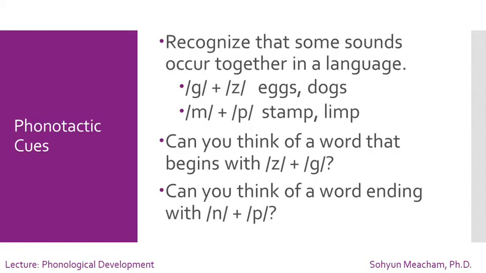Phonotactic cues are related to the concept that some sounds occur together in a particular order in a language. For instance, g sound and z sound occur together as in eggs and dogs. M sound and p sound as well in stamp and limp. However, you may not be able to think of a word that begins with z sound and g sound together, or a word ending with m sound and p sound together. Knowing rules of how certain sounds occur together or not is important for phonological development.